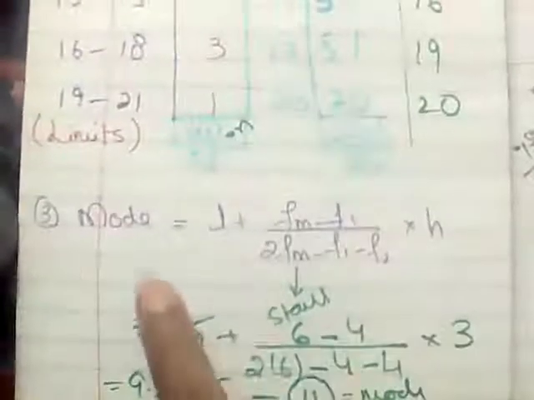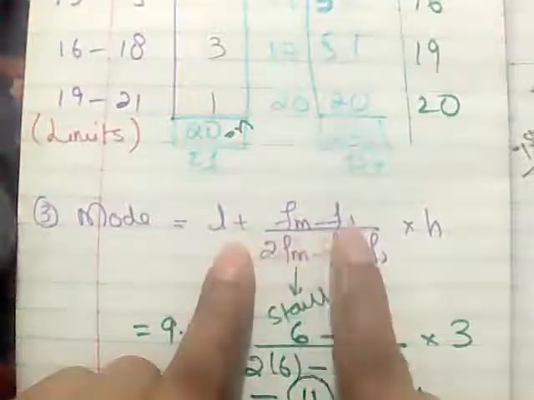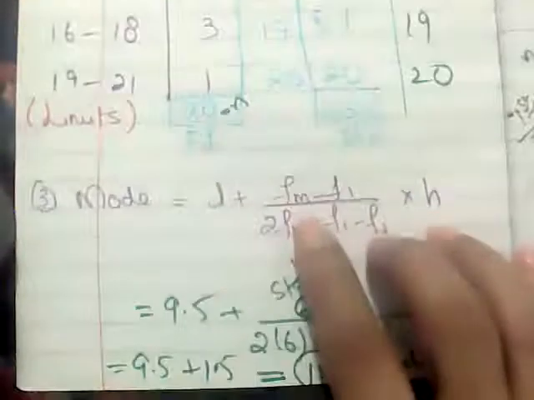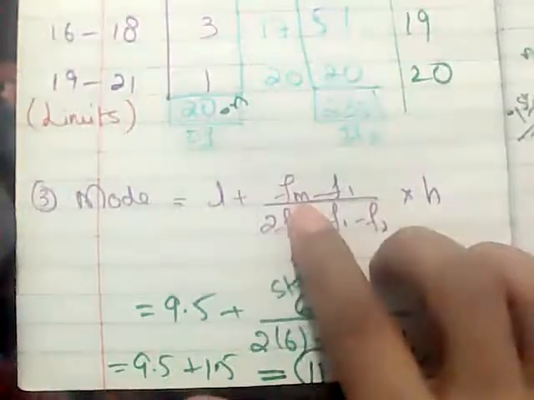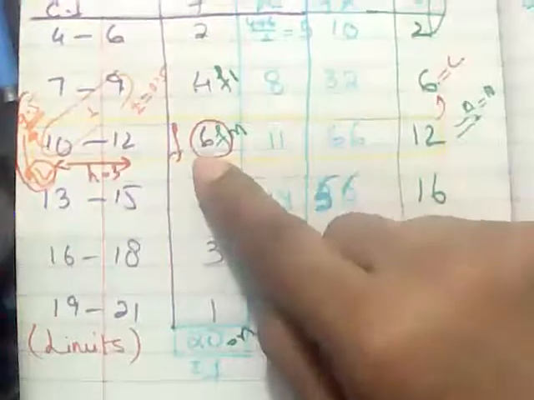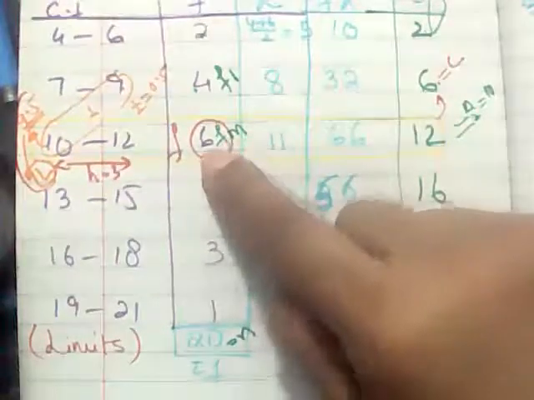And the last is mode, then I will finish the class. The mode formula is L plus Fm minus F1 upon this. Now, here for mode, you do not need to see X, Fx, Cf. Again, for mode, you just need to see the F column, right? For the F column, see the FM value. FM is the highest occurring value. Which number is occurring highest? 2, 4, 6, 4, 3, 1. 6. So your FM is 6, right?